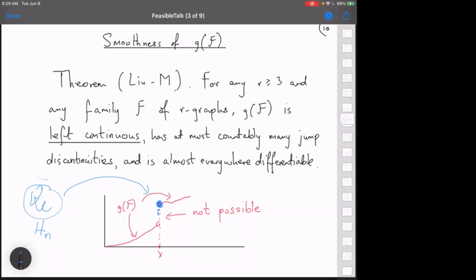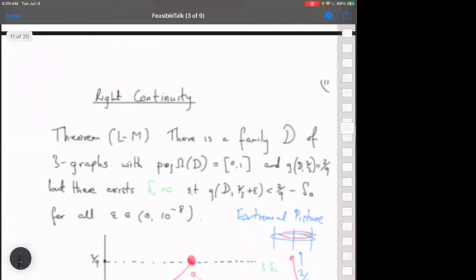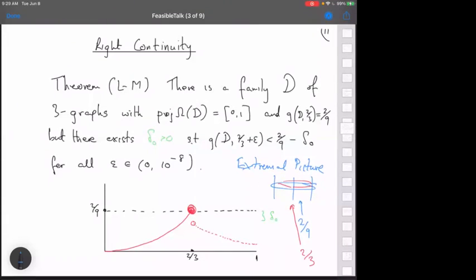It's left continuous. However, it's not right continuous. So this is already quite interesting, right? It says that there is a family of hypergraphs, I'll call it D. This is what I was calling F throughout the talk. So the projection is everything, but at x equals 2/3, the value is y equals 2/9. But if you increase x by a little bit, then the value goes down by a substantial amount.